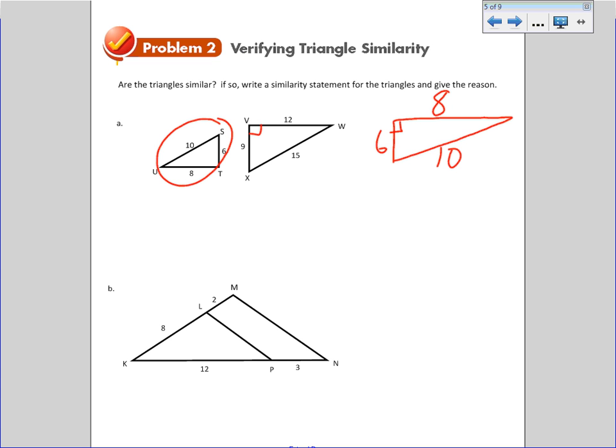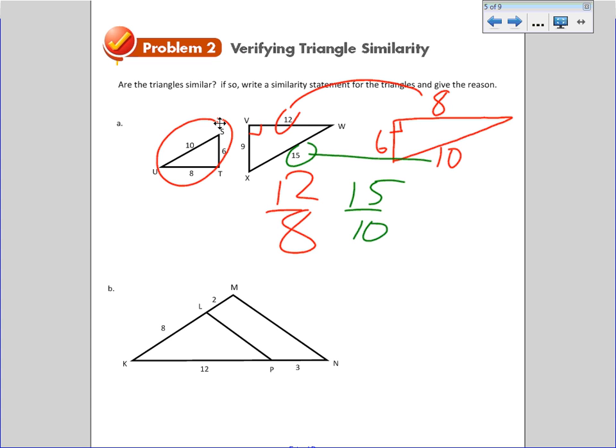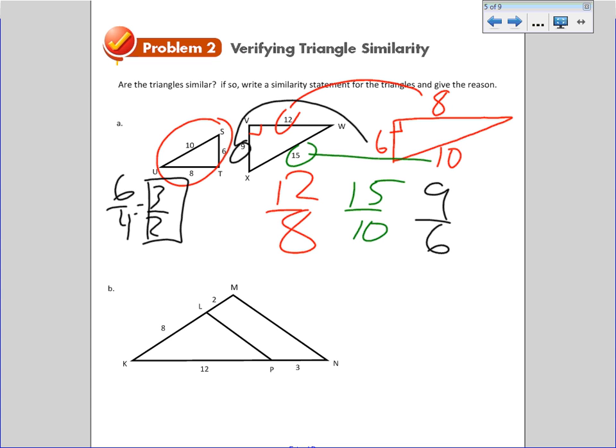So, we now start writing our proportions. So let's do 12 and 8. 12 is to 8 as 15 is to 10 as 9 is to 6. Now we have to do a little bit of reducing to make sure that these are in fact true. So let's take this 12 over 8 and divide by 2. We get 6 fourths. Let's divide by 2 again. We get 3 over 2. That's about as reduced as it can get.